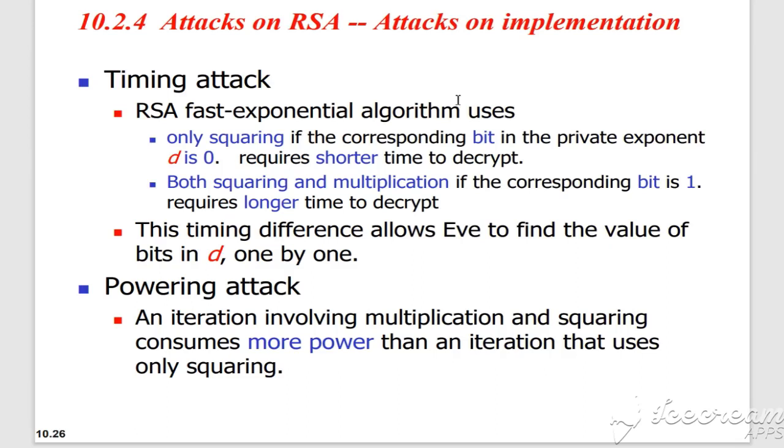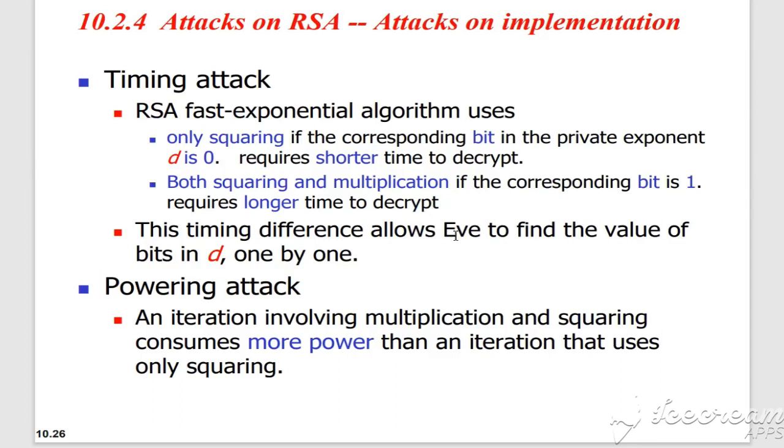So the next is the timing attack. Basically, the timing attack is a decryption attack. It uses a fast exponentiation algorithm. Only squaring is done if the corresponding bit in the private exponent d is 0, so it requires a shorter time to decrypt. Both squaring and multiplication are done if the corresponding bit is 1, which requires a longer time to decrypt. So basically we can say that the timing difference allows Eve to find the value of the bits in d one by one.